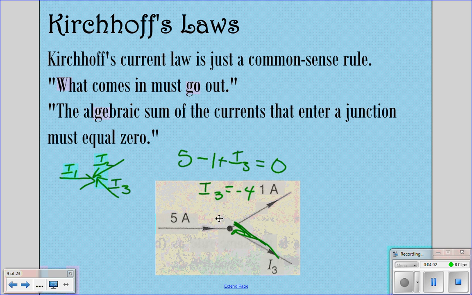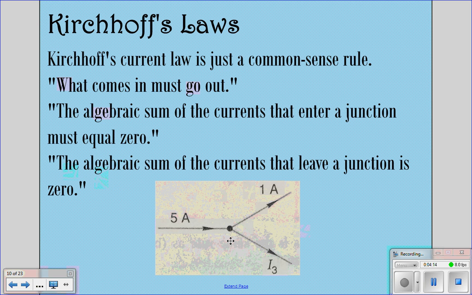And it's a negative 4 because it's coming in this way. When we did it on the last slide, it was going out, and so that was why it was a positive 4. But since it's going in this way, it's a negative 4. Okay? And then we've got one more. The algebraic sum of the currents that leave a junction is 0. So this is another way that they can state it. The algebraic sum of the currents that leave a junction has to be 0.